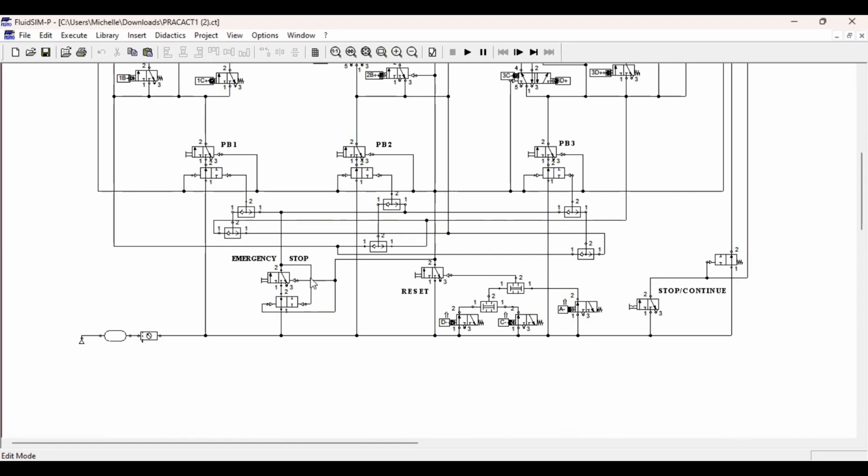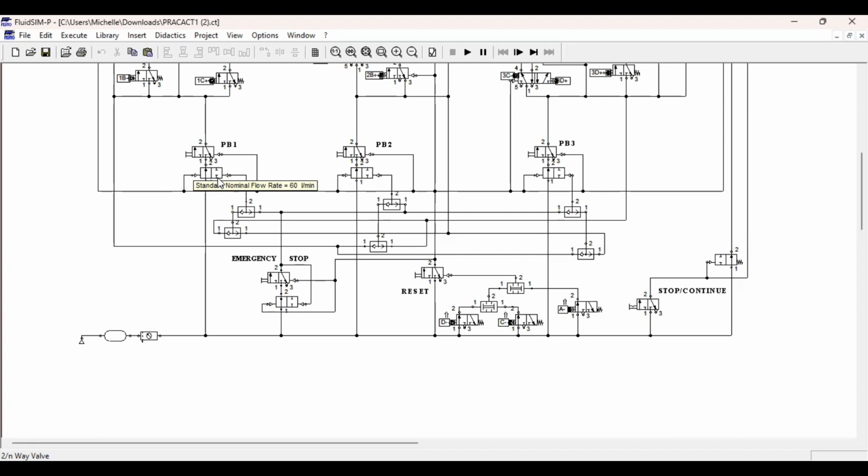And para mangyari yan, nilagyan namin ng tag-iisang two-way valve under each button na connected sa mga shuttle valve, wherein this shuttle valve are all connected to this emergency stop para once na nag-on sa emergency stop is automatic na magkakaroon ng airflow dito sa mga shuttle valve na to and ipupush itong mga two-way valve patungo sa left side and mapuputol na ang daloy ng air.